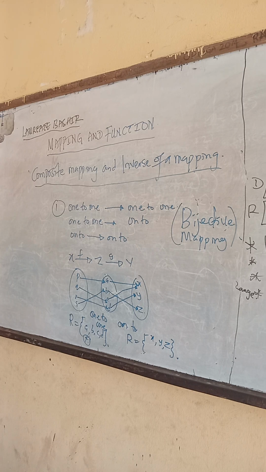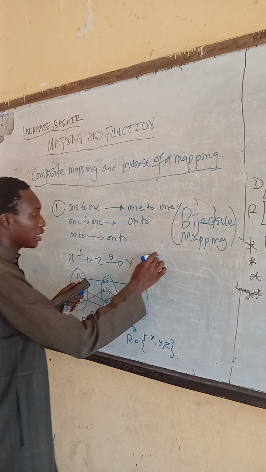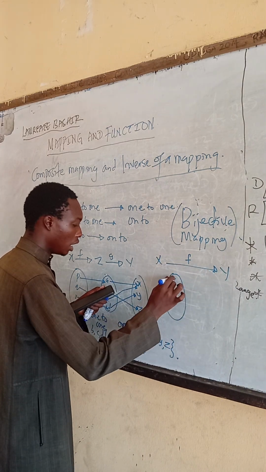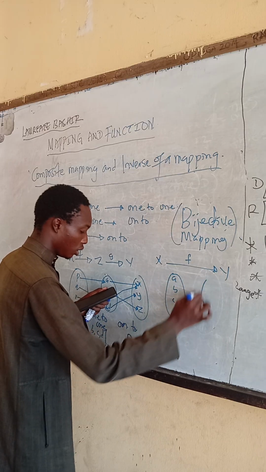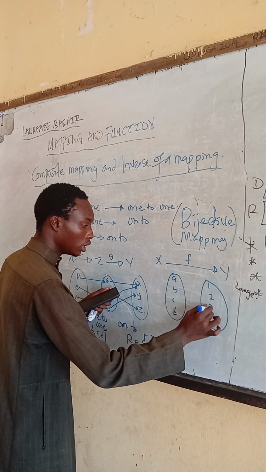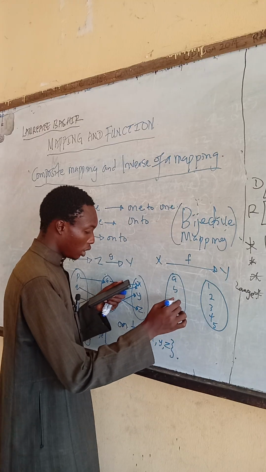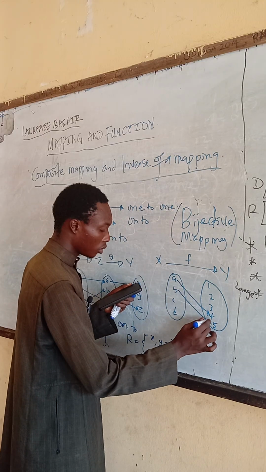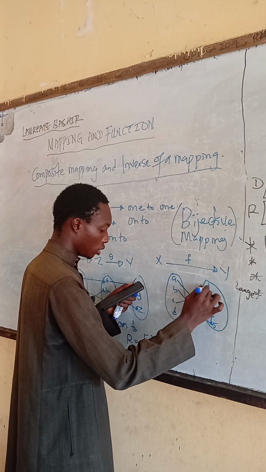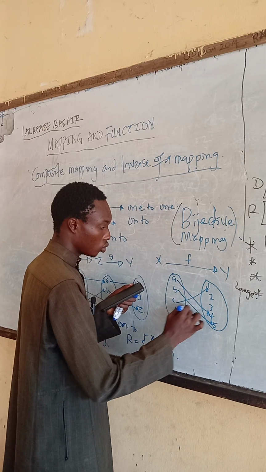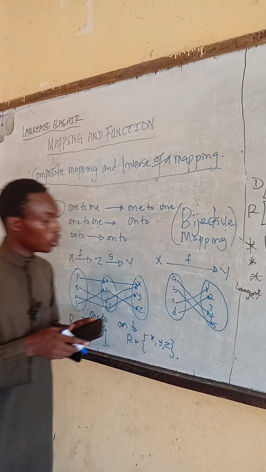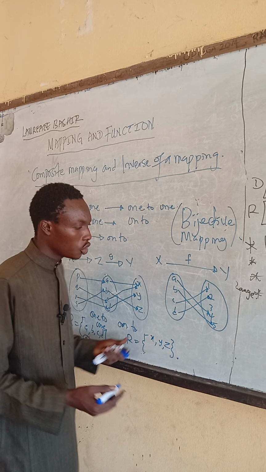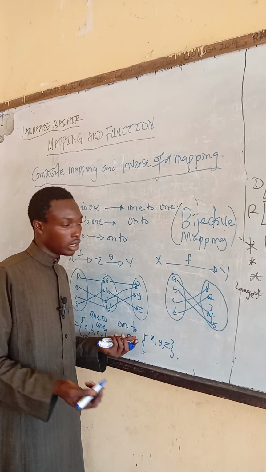Now, for example, look at this example where you have x mapped to y, function of x. So you have a, b, c, d, then you have 1, 2, 3, 4, 5. Now, a goes to 4, b goes to 5, c goes to 1, and d goes to 2. Now look at this. Of course, if you look at this example, this is one-to-one mapping, right? This is one-to-one mapping.